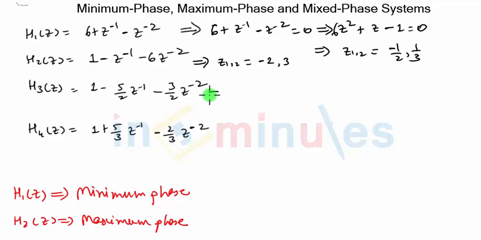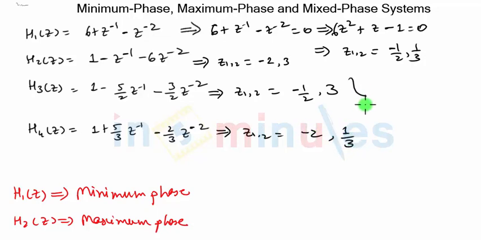Similarly for the third system, the two zeros Z1 comma Z2 will be equal to minus half comma 3, and for the fourth system, the two zeros will be minus 2 comma 1 by 3. You can see one zero is inside the unit circle and one is outside in both cases, and hence the third and fourth systems are mixed phase systems. So that's a simple way to classify a given system or FIR filter into minimum phase, maximum phase and mixed phase.